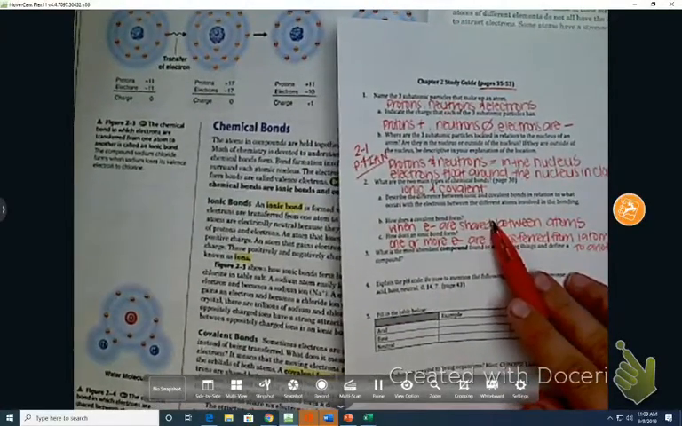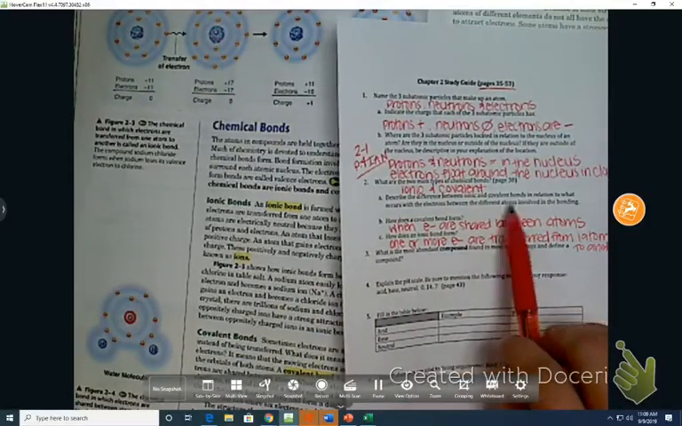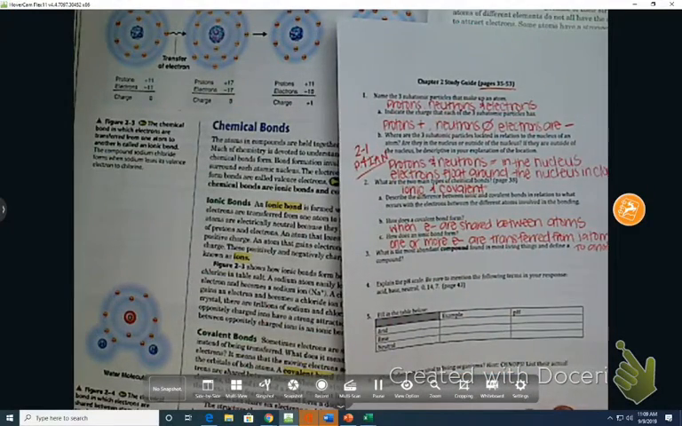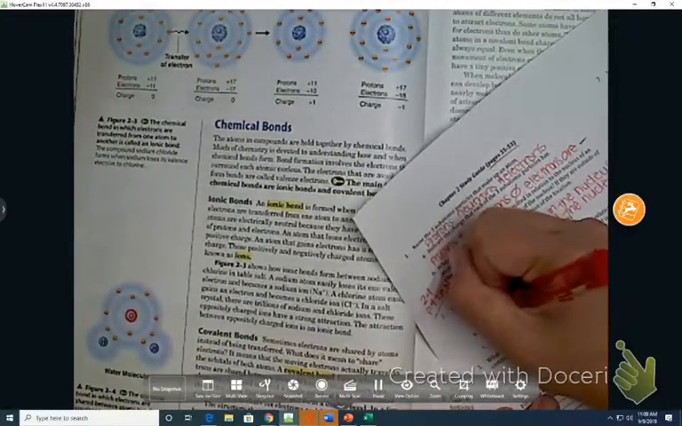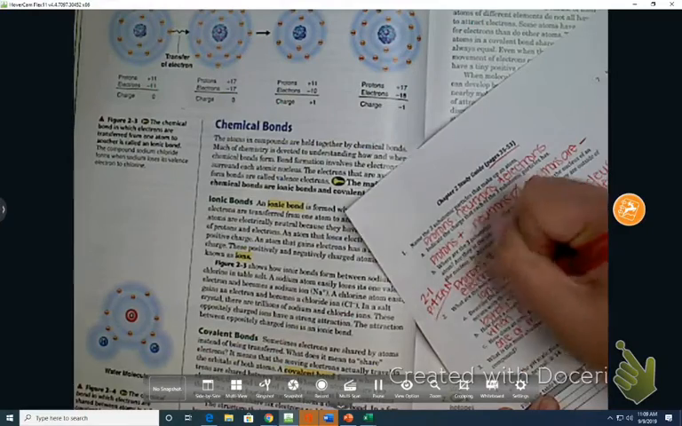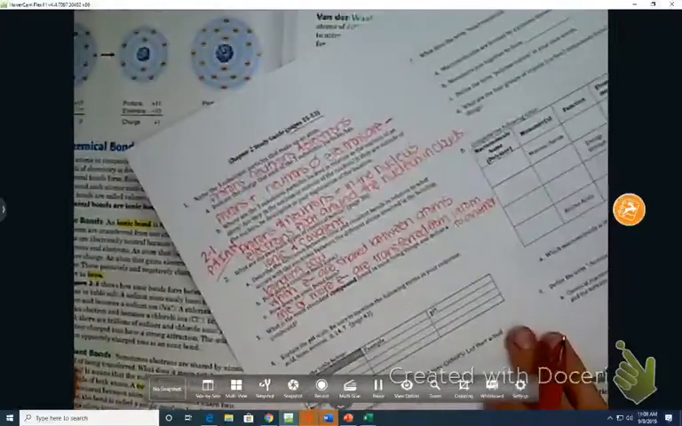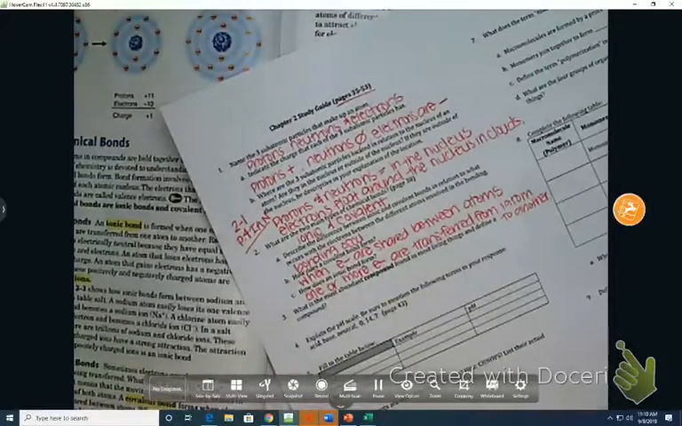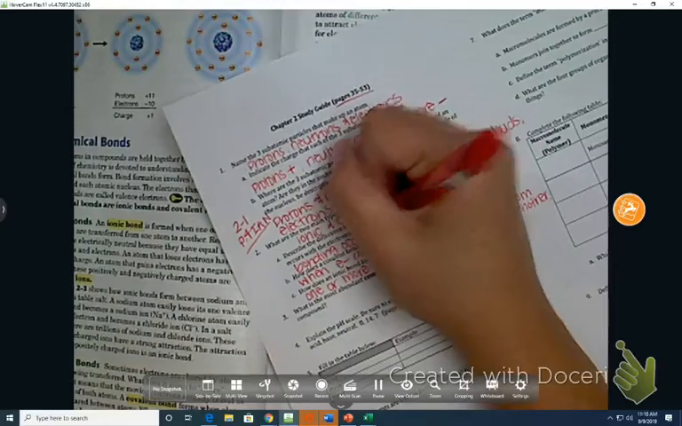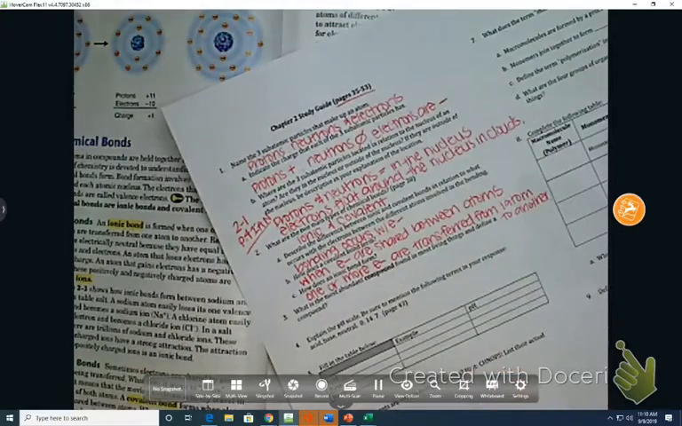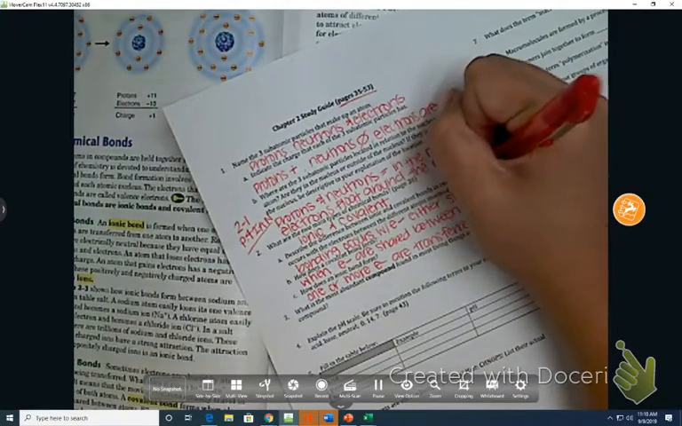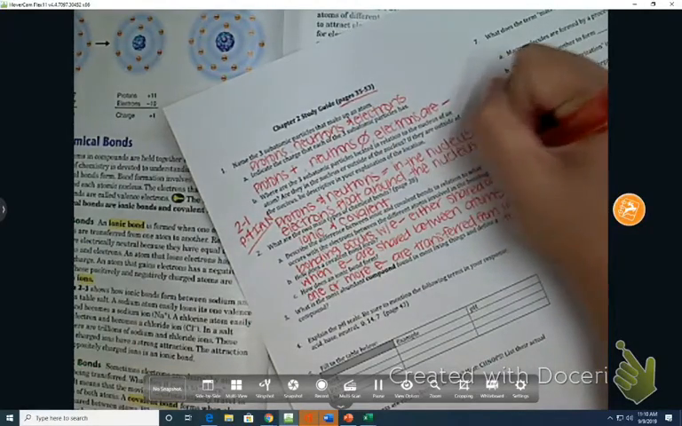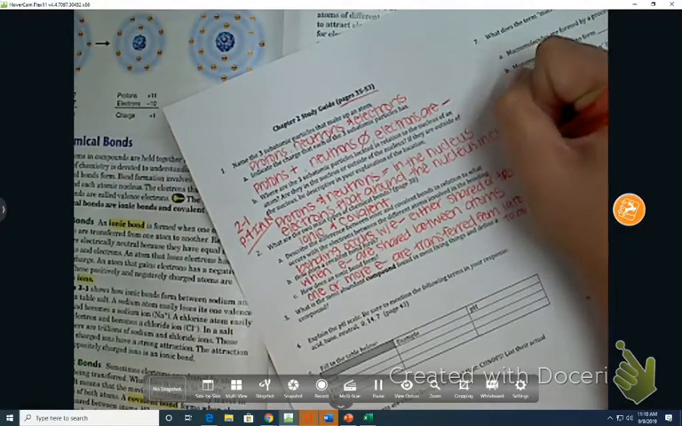So, describe the difference between ionic and covalent bonds in relation to what occurs with the electrons. Bonding occurs with electrons either shared in covalent or transferred like in ionic.